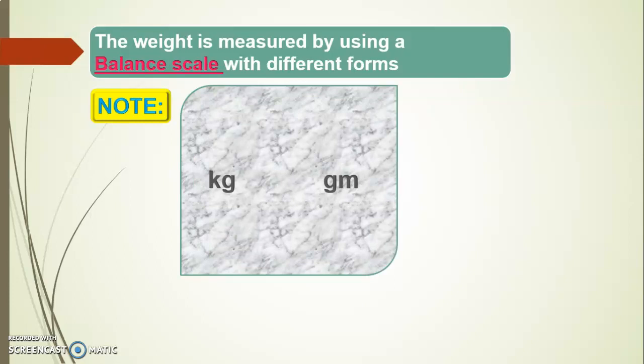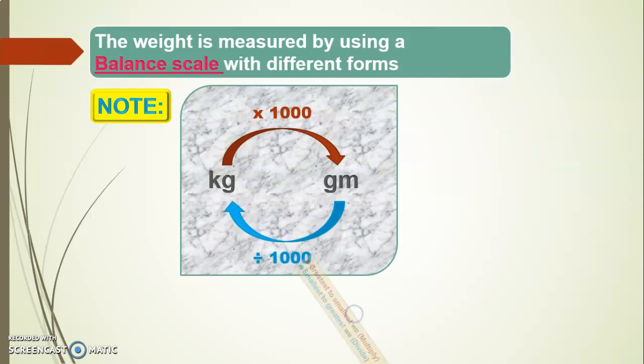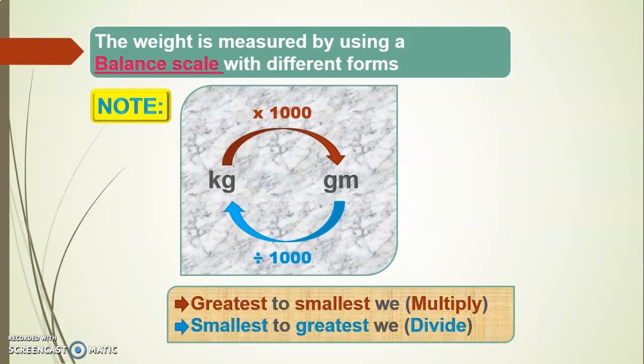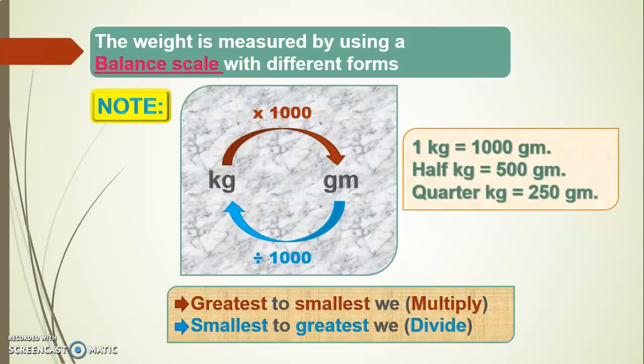Note how to convert from kilogram to gram by multiplying by 1000, and how to convert from gram to kilogram by dividing by 1000. From the greatest to the smallest we multiply, from the smallest to the greatest we divide. We have to know that 1 kilogram equals 1000 grams, half kilogram equals 500 grams, quarter kilogram equals 250 grams.